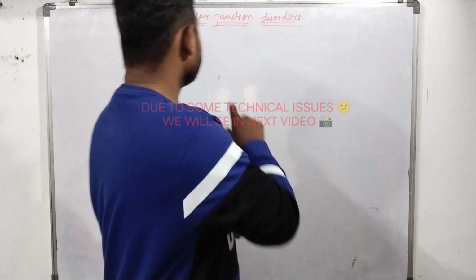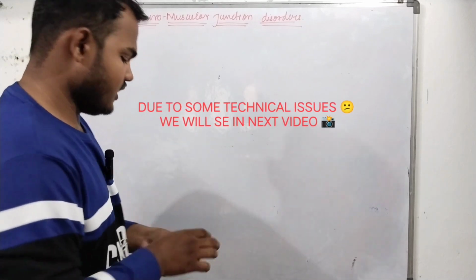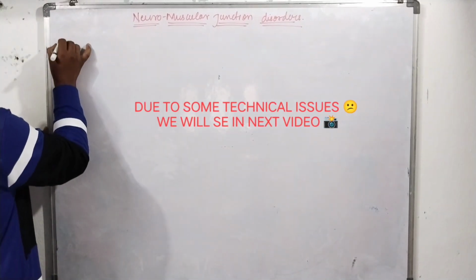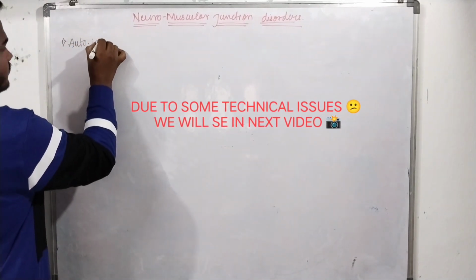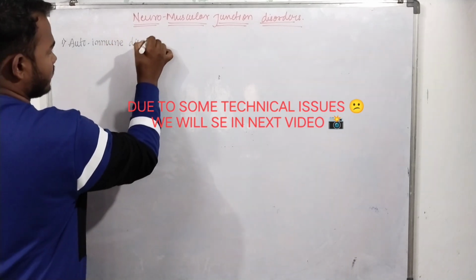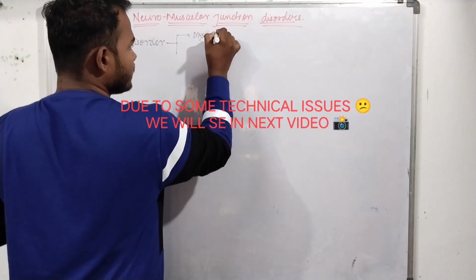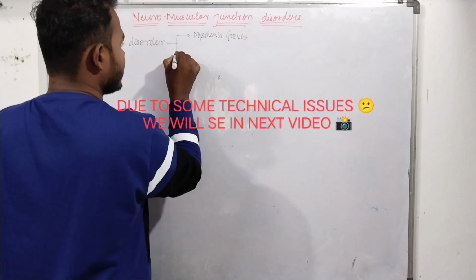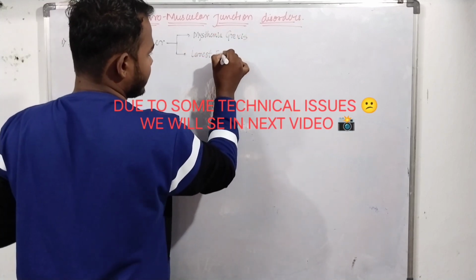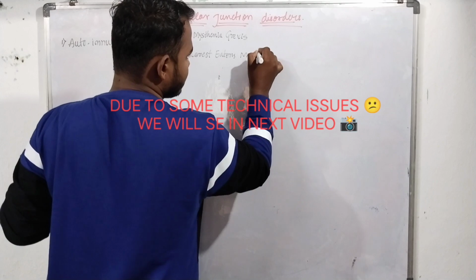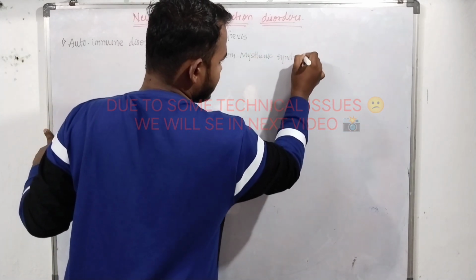Okay, now we will see the neuromuscular disorders. Here these neuromuscular disorders are, first, autoimmune disorders. In that there are two disorders: first myasthenia gravis and Lambert-Eaton myasthenic syndrome.